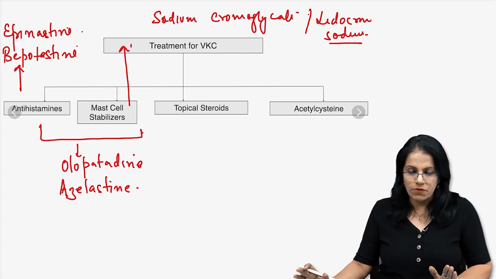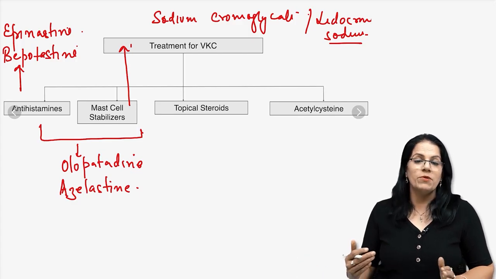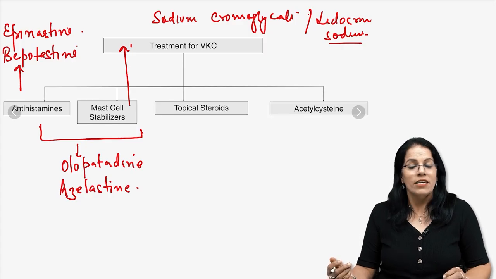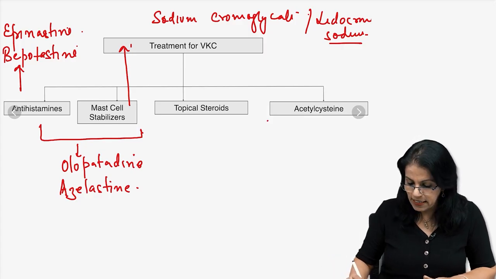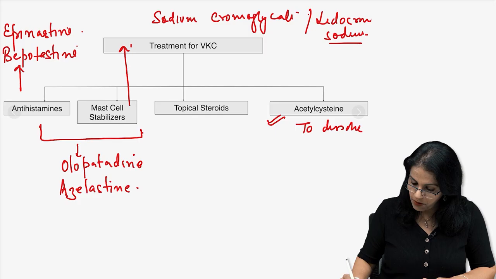So that was about this. Then of course for the mucus deposition, a lot of mucus discharge is there. So for the mucus, we go for acetylcysteine to dissolve the mucus. Let's note down here, to dissolve mucus, we can give acetylcysteine.